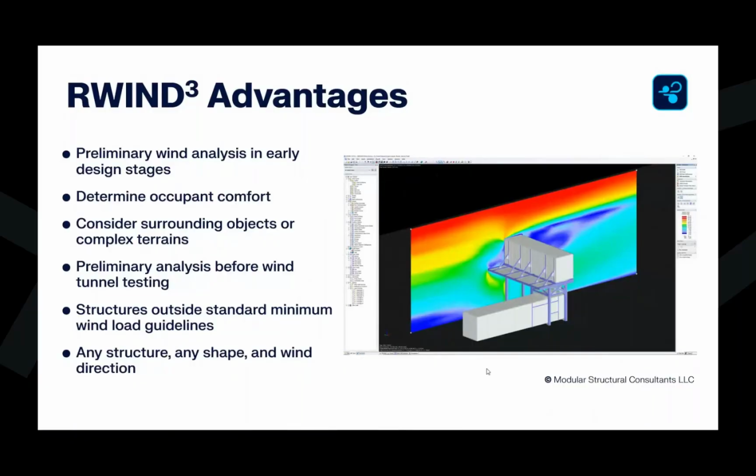You can imagine that this can be a really powerful tool for wind analysis very early on in the design stages. If we're toying around with different geometries, or we get this information from the architect and we're interested to know what the wind loads are very early on, it's very quick and efficient to just put it into this numerical wind tunnel. We also can use this program to determine occupant comfort, or, as I mentioned on the previous slide, to consider surrounding objects or complex terrains.